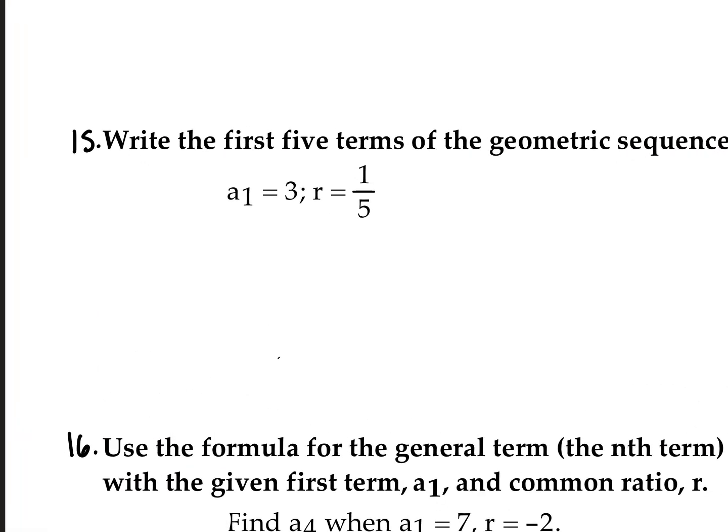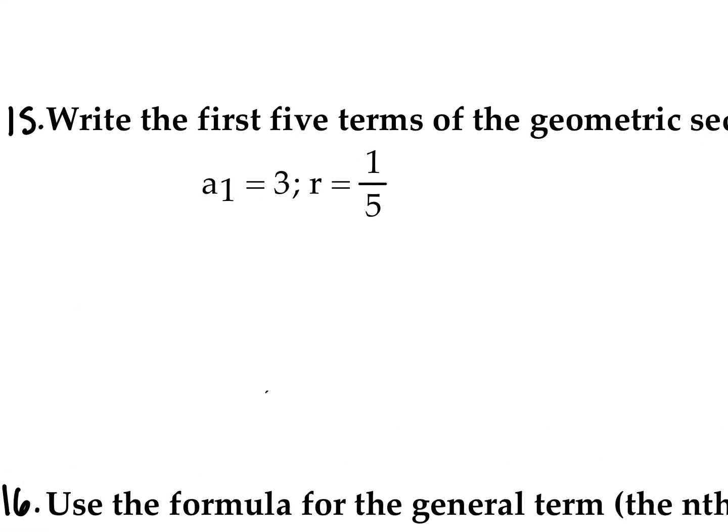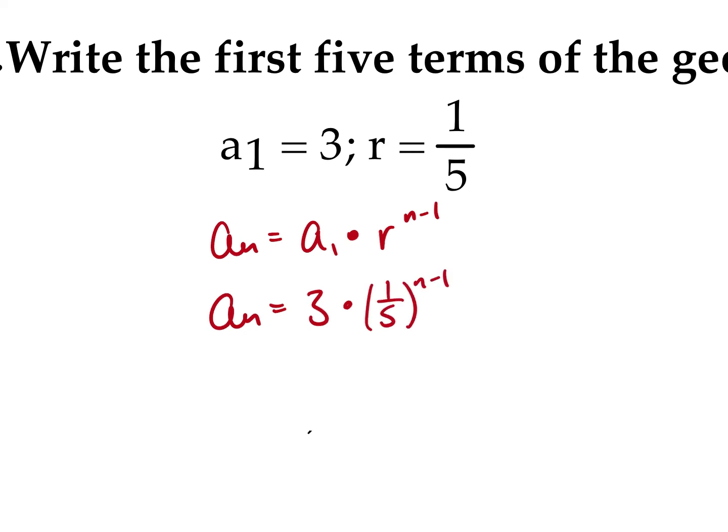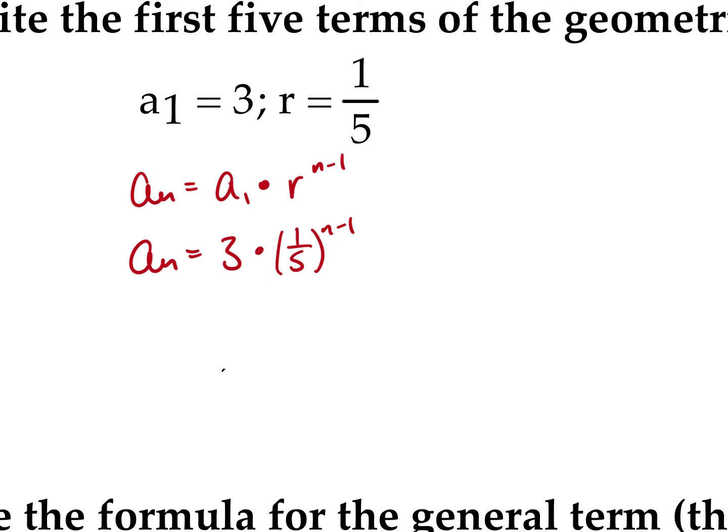Number 15. We have to write the first 5 terms of the geometric sequence. So first, I want to come up with my general formula. A sub n is equal to, this is geometric now, so it's a sub 1 times r to the power of n minus 1. So a sub n is equal to 3 times, what's our ratio? 1/5 to the power of n minus 1. So to find the first 5 terms, we just plug in 1 through 5.